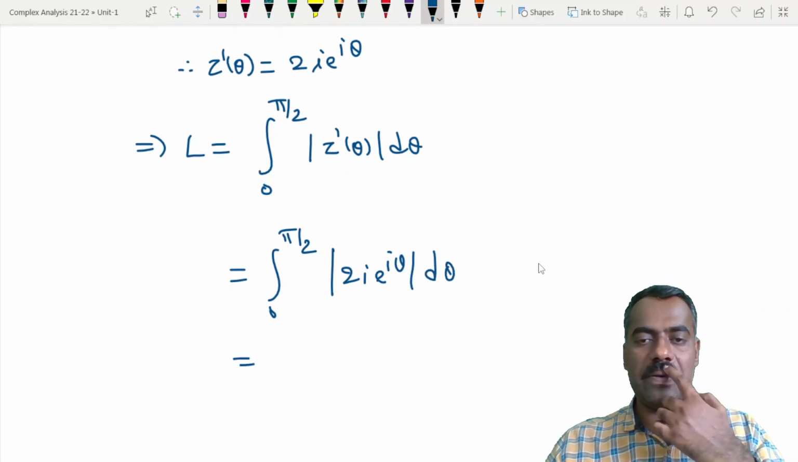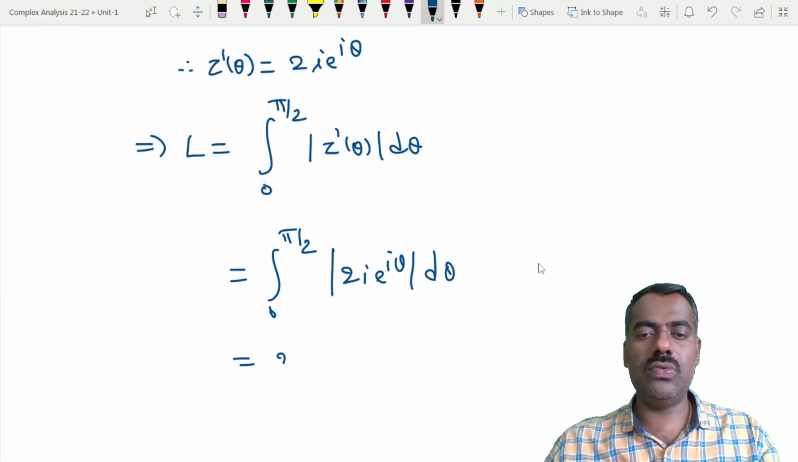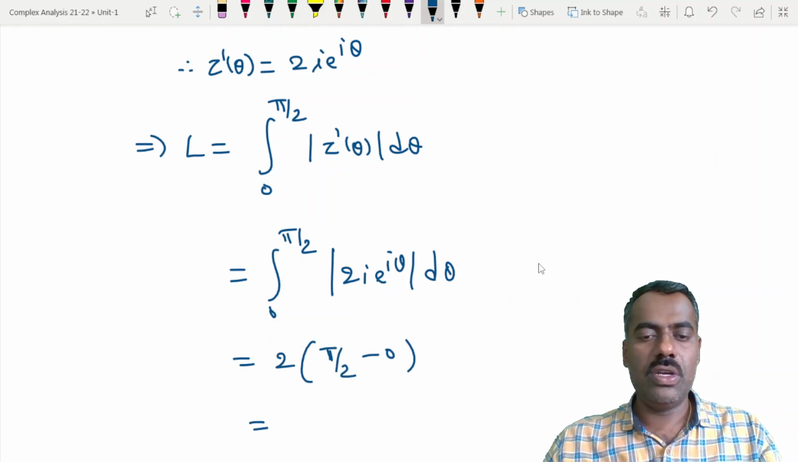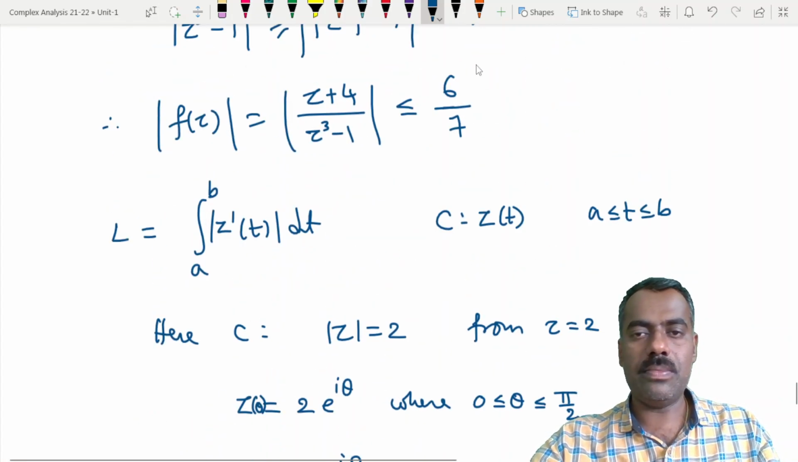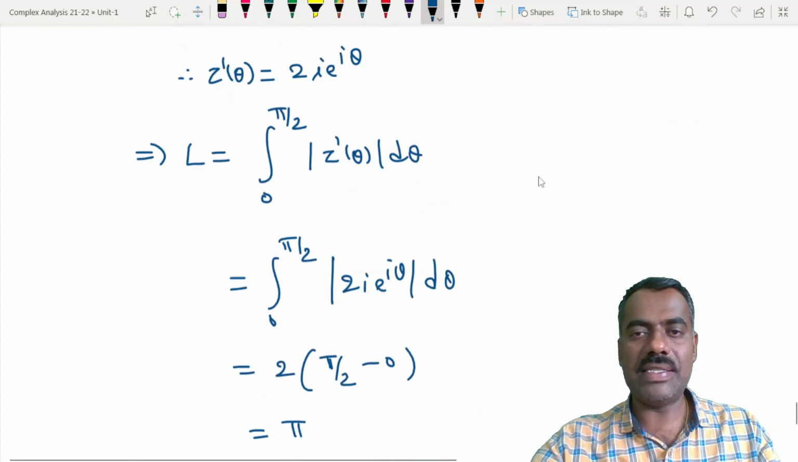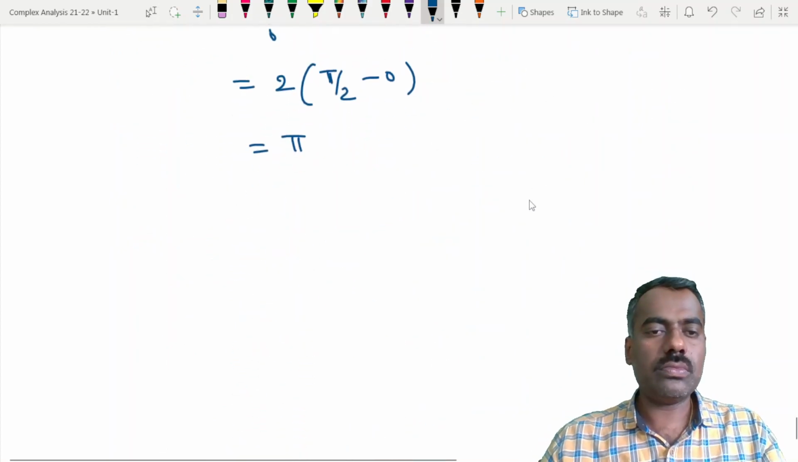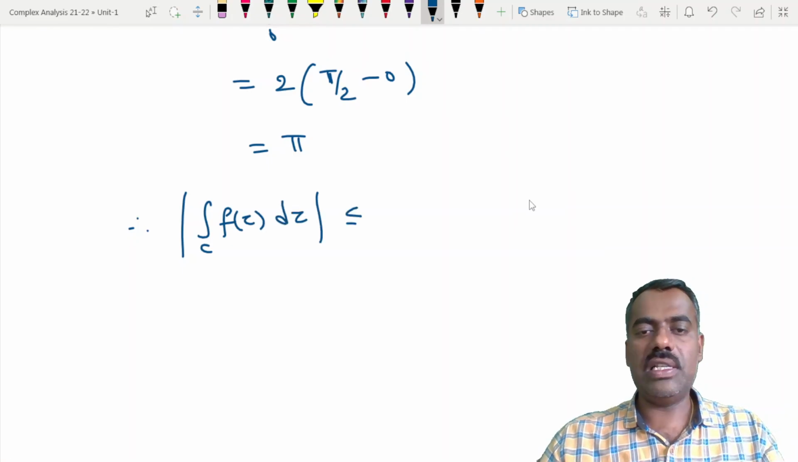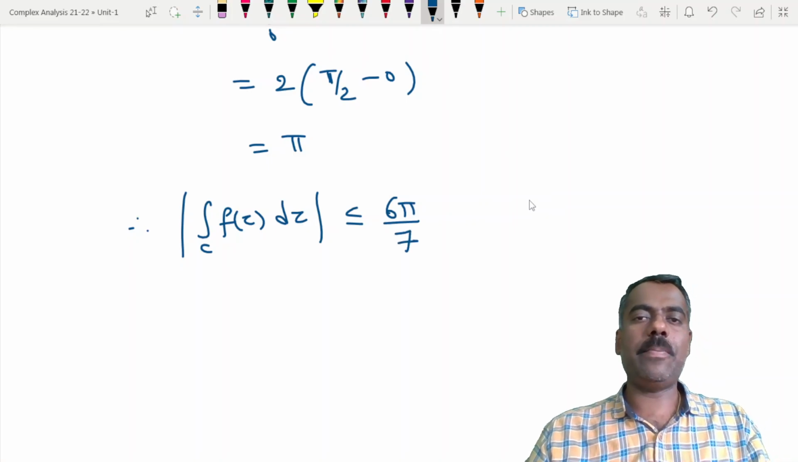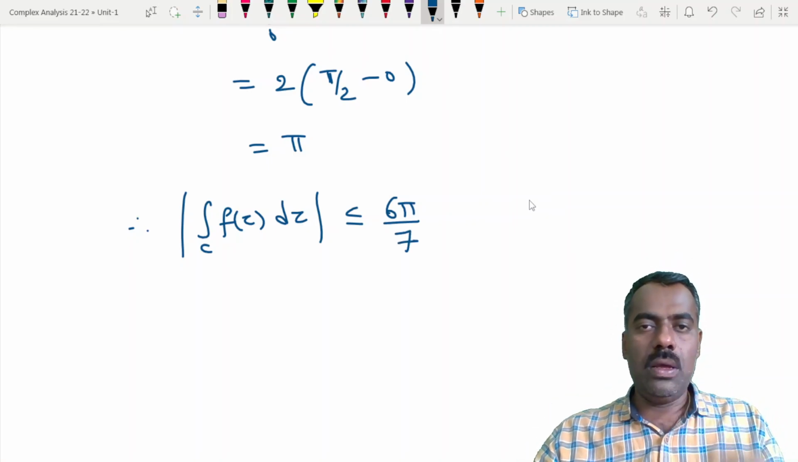The modulus of i times e power i theta is 1, so 2 will come outside. Then what we have is π/2 minus 0 times 2, so therefore this is π. So our L is π and our M, the maximum value, is 6/7. Therefore the modulus of the integral of f of z dz is less than or equal to 6π/7. Fine.